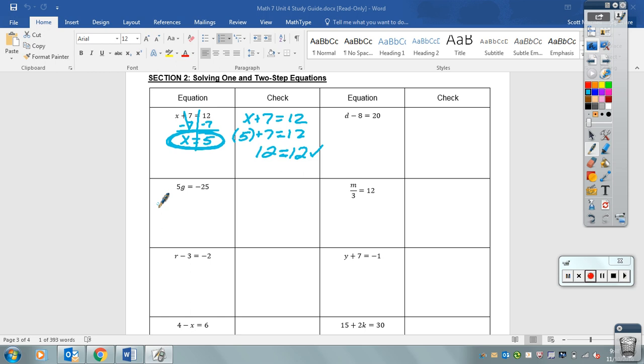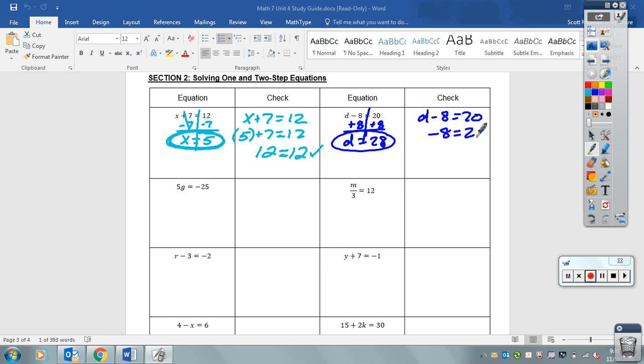Moving over to the right, what happened to my d? Someone subtracted 8. How do I undo subtract 8? Add 8, and I do it to both sides. D equals 20 plus 8 is 28. Circle your answer. When I check, I write my original equation.